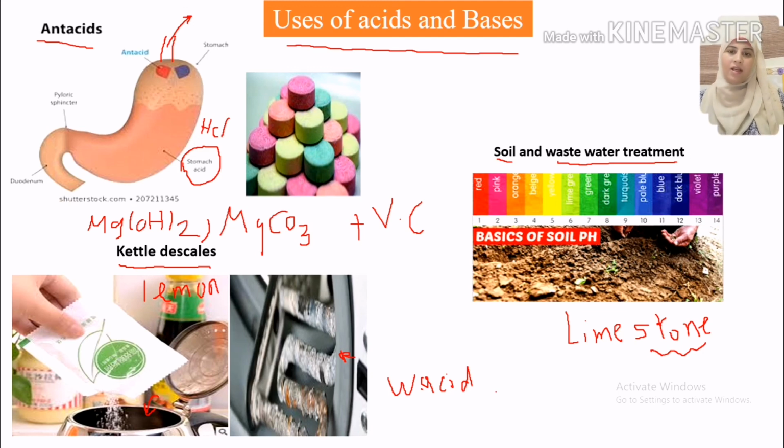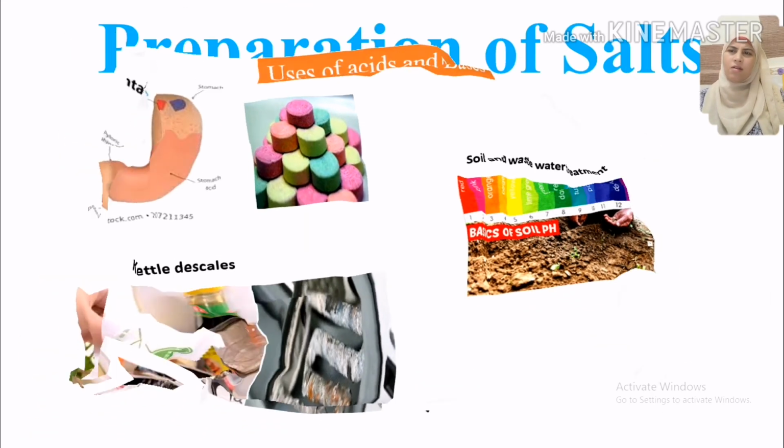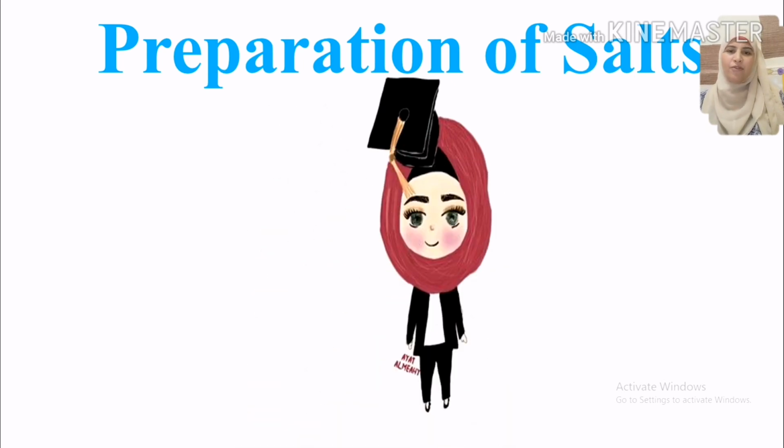Okay. Now we can see that we have finished our topic today about acids and bases, and we will start to speak later about preparation of salts inside the lab. You must know how you can write the chemical equation. You must practice it. You must know the ideal identification of acids and ideal identification of base.